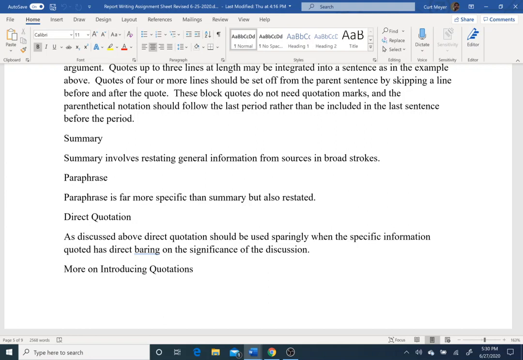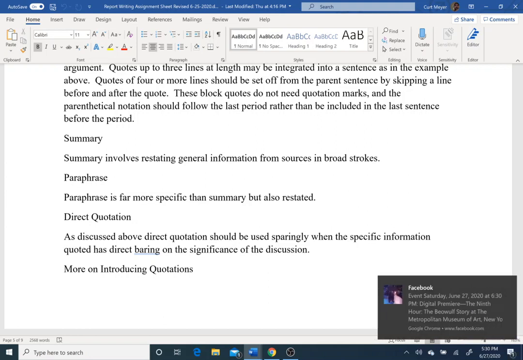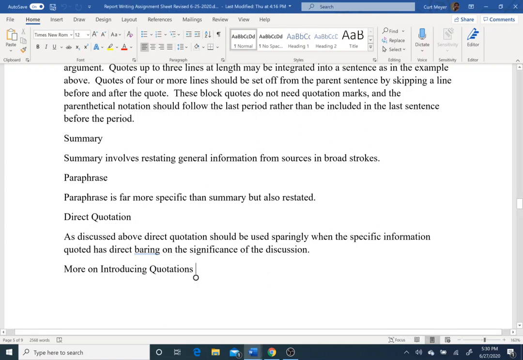Now, all three of these options for integrating sources require you to use in-text citation. Any concept or idea that is not yours, any intellectual property that is not yours and that is not common knowledge should be cited parenthetically. What do I mean by parenthetical citation? If you look at the above example, the Sue Monk Kidd example from The Secret Life of Bees, that's an example of in-text citation, okay?